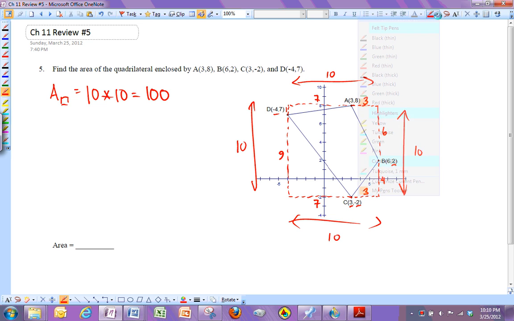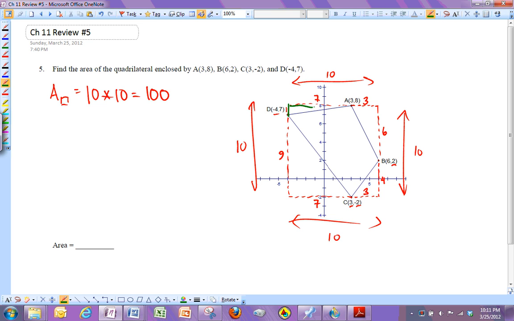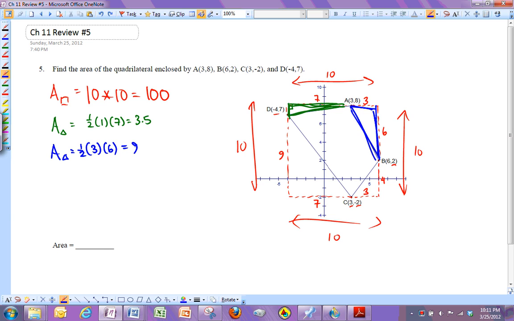And then we need to subtract triangles. Let's do green. So there's this triangle right here. Its sides are 1 and 7. So the area of the green triangle is going to be 1/2 times 1 times 7. So that's 3.5. If I use a different color here, we've got this blue triangle. So the area of that triangle is going to be 1/2 times 3 times 6. So that's half of 18, which is 9.